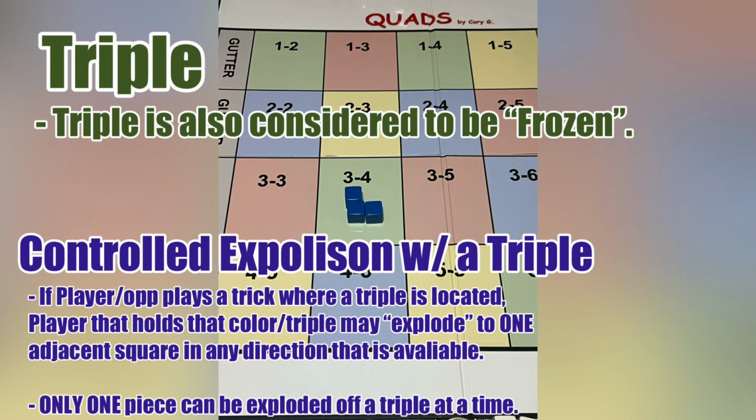Triple. A triple is when there's 3 cubes within one square. A triple is 1 cube away from becoming a quad. A controlled explosion with a triple is if a player or opponent plays a trick where a triple is located, the player that holds that color may explode to one adjacent square in any available direction. A triple is also considered a frozen.